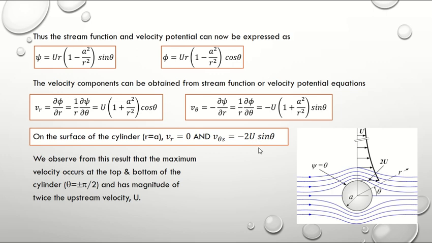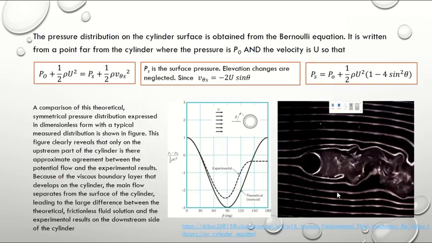We observe from this result for the tangential velocity at the surface that the maximum velocity occurs at the top and bottom, where sine equals 1, which is theta at plus or minus pi over 2, and has a magnitude of twice the upstream velocity U. So at the top and bottom of this cylinder, the maximum velocity is basically double the upstream velocity, which is the uniform velocity U.